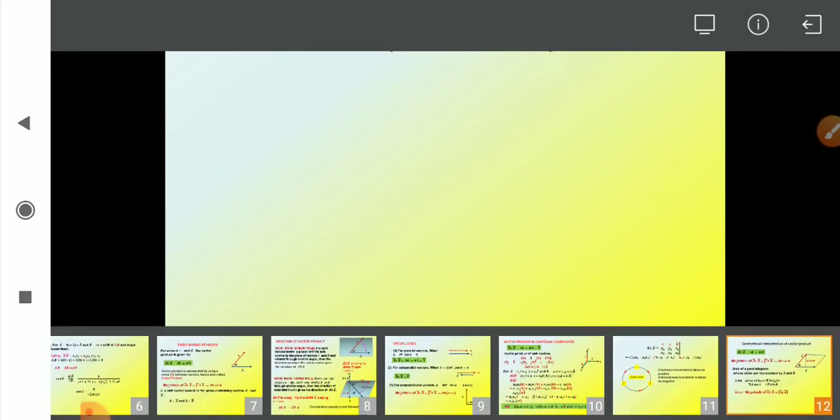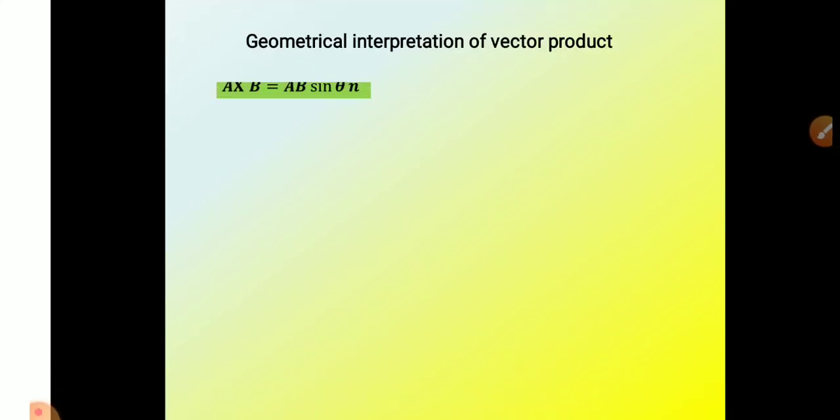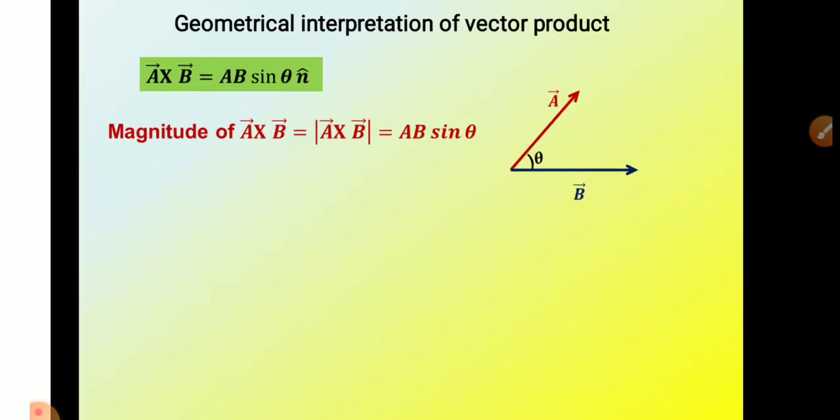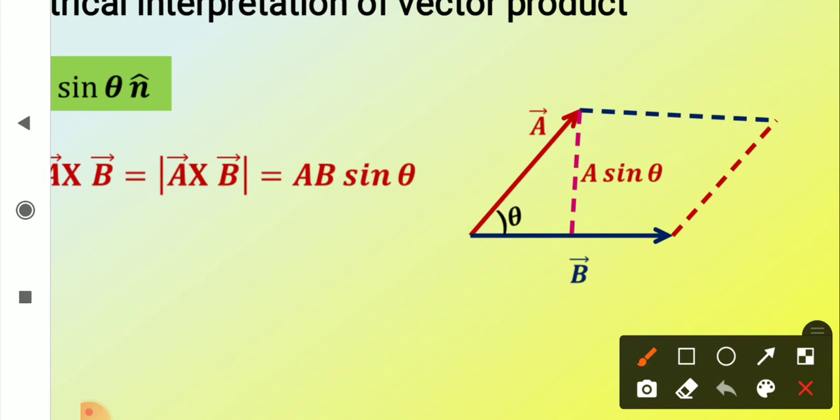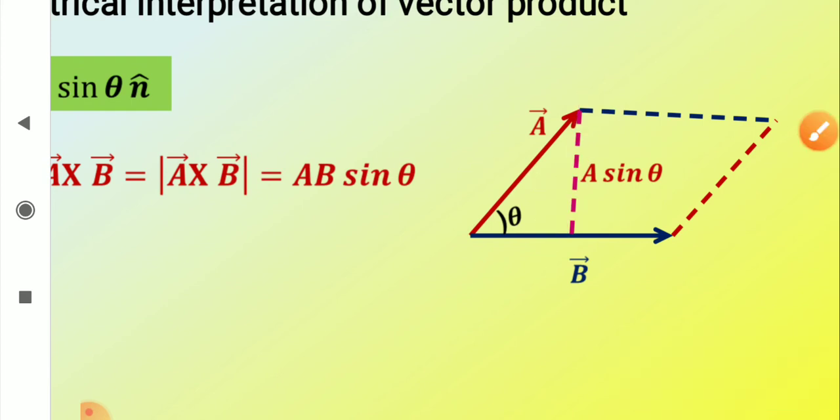And now, geometrical interpretation of vector product. So the formula is same, and magnitude, and here see the vectors are there. Let us complete this parallelogram and drop a perpendicular, and you look at it, this side is A, this angle is theta, and the side opposite to the angle gives sin. So this perpendicular will be equal to A sin theta, right?